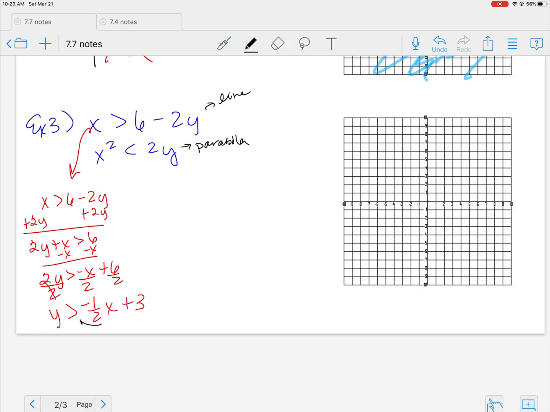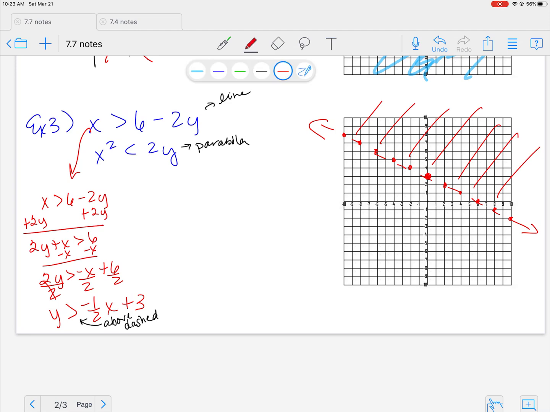So now this one I know is going to be above and dashed. My y-intercept is 3. My slope is negative 1/2. So I'm going to go down 1 over 2 to get your line, up 1, back 2. So just graph your line like you guys know how to do. And I know it's dashed. And in this instance, I'm shading above. So I'm just going to put a few lines up there just so I know where it is.